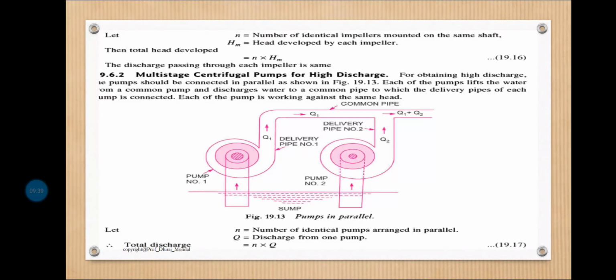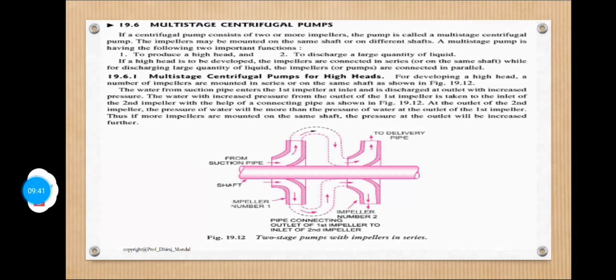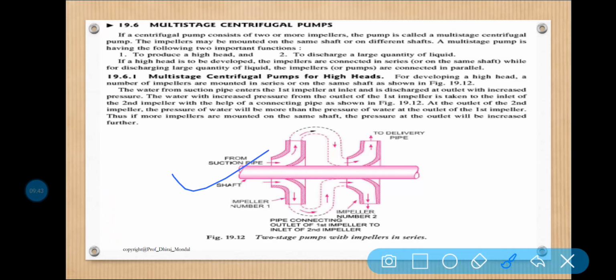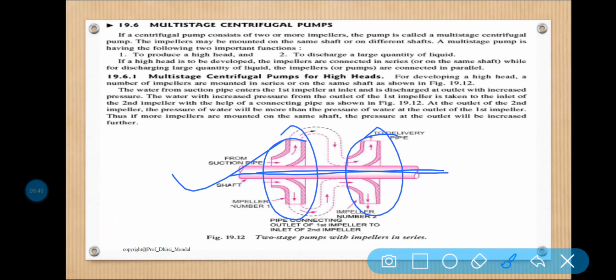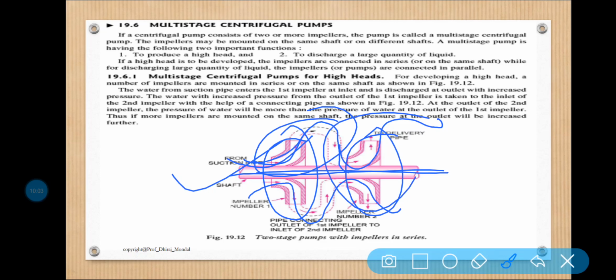Now multi-stage centrifugal pump for high head, you can see in this diagram. This is your shaft, and in this shaft the impeller is mounted. Two impellers you can see, and the water is coming into the system and it is pressurizing, again it is entering into another impeller, it is pressurizing, then it is your outlet. Same here. Okay, like this. So you can see the water is pressurized and more pressure we will be getting.